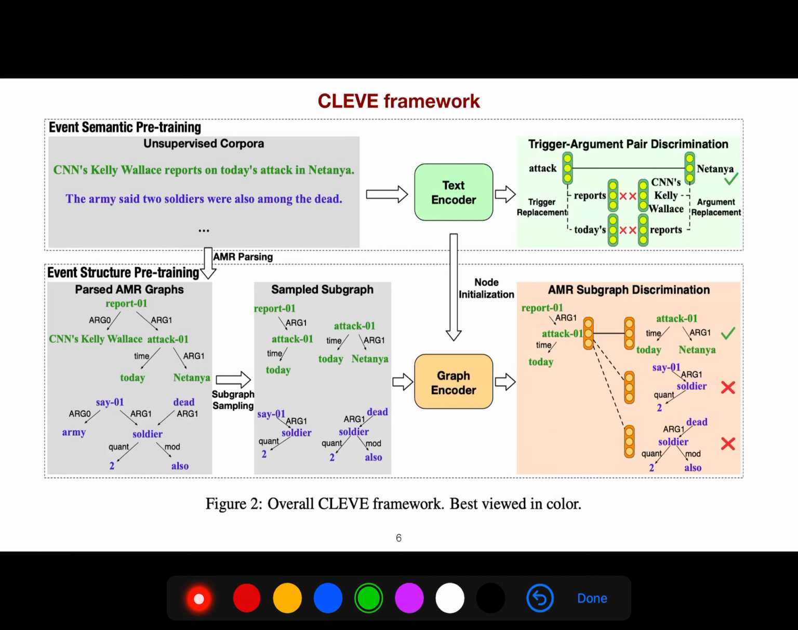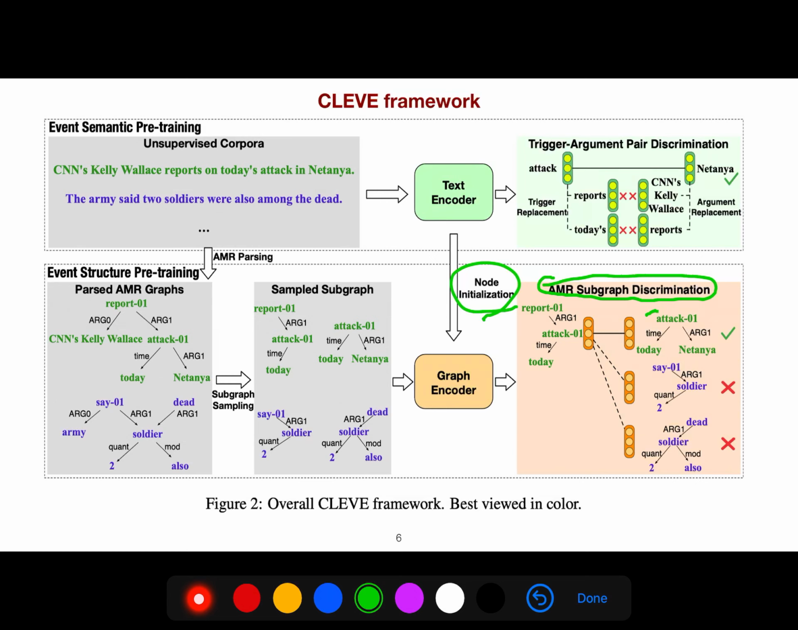First we have AMR parsing. Now that we have a graph, we can have a graph encoder. On the other hand, because of good initializations, we need this text encoder for good initialization. Then we have AMR subgraph discrimination, showing, okay, this one goes together, so this is a good pair.